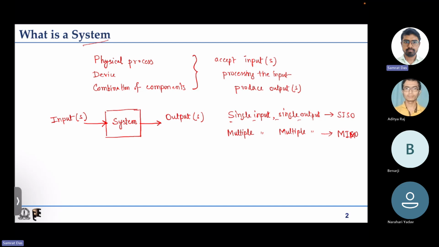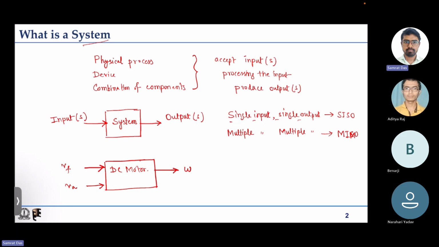So let us now try to fit our DC motor as the system. What are the inputs? We have to give the field voltage, and we have to give the armature voltage. Now what are the outputs? Overall, it is the speed that we want to measure, and we are interested in the speed. That is the final goal of running a DC motor.